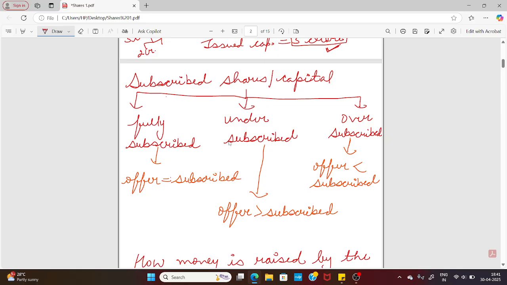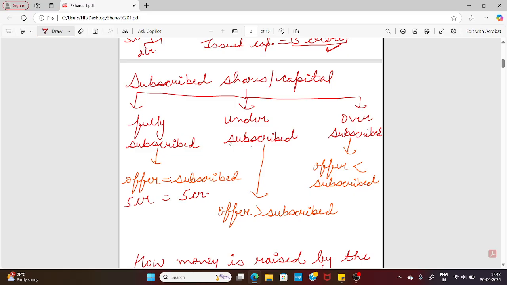जैसे मैंने अभी बोला था, that if the company has issued 5 crore to the public, there is a possibility that the public can subscribe to the entire 5 crore, or the public can subscribe to 2 crore or 3 crore or 1, whatever. So supposing, in taking the same example, अगर हमने 5 करोड़ कंपनी को offer किया the public को, and the public is subscribing 5 crore. So that means the shares are fully subscribed. जितना offer किया उतना subscribe कर लिया.